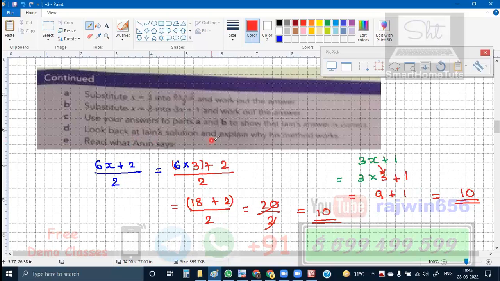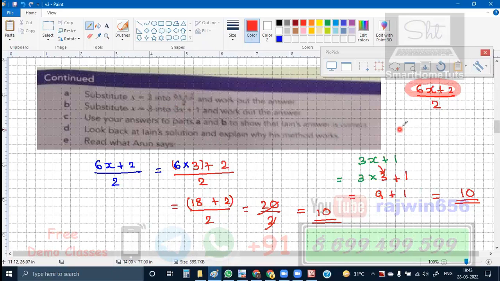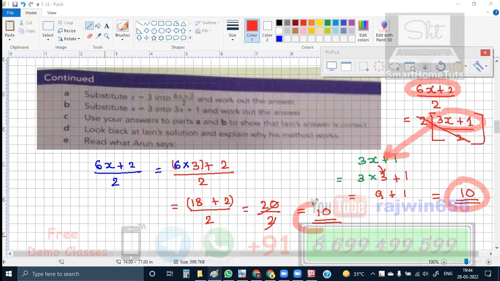Look back at Ian's solution and explain why this method works. What I have done is I have simply taken 2 common. I'm writing this here in the red part, (6x plus 2) divided by 2. From these both parts, I'm taking only the numerator, 6 and 2. I'm taking 2 common. 2 3s are 6, so this will become 3x, plus 2 1s are 2, so this will become 1, divided by 2. Then you cut this 2, therefore this 3x plus 1 is written here, and therefore you are getting the same answer.